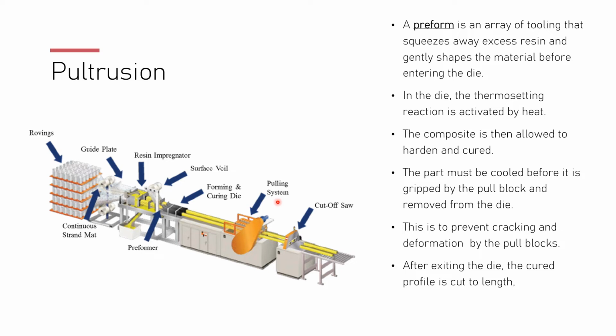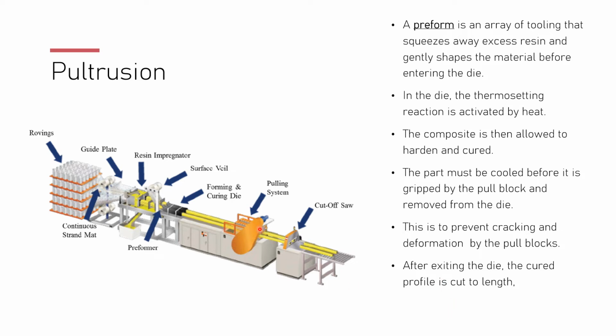Then you have to make it hard by controlling the temperature to set that plastic that's been molded, and the part must be cool before it is gripped by the pull block and removed from the die. So go in this direction. This is to prevent cracking and also deformation by the pull blocks.